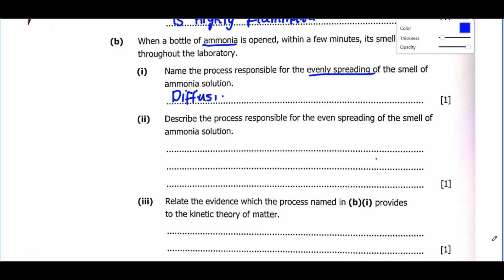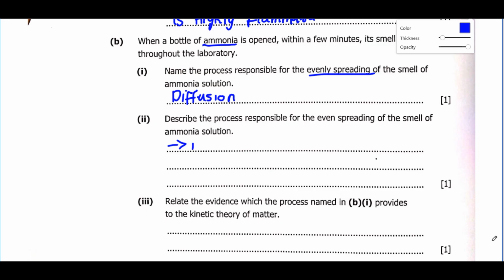because we know that ammonia is a gas. So we are looking at the movement of particles from one position to another, to specify from the region of high concentration to a region of lower concentration until we have even distribution. Describe the process responsible for the even spreading of the smell of ammonia solution.